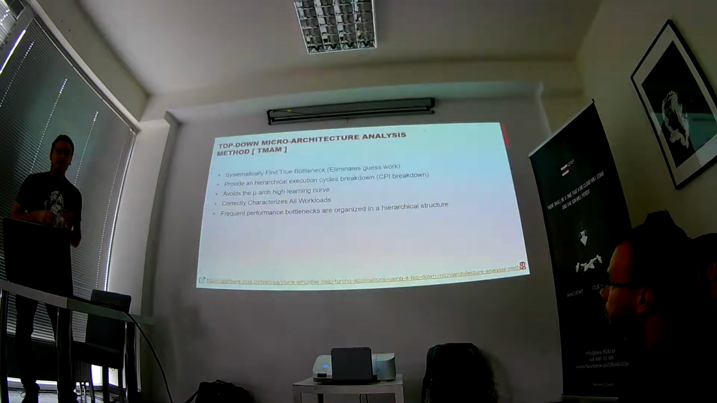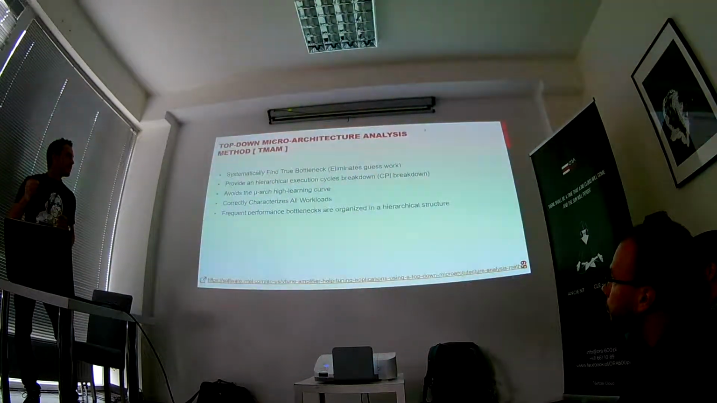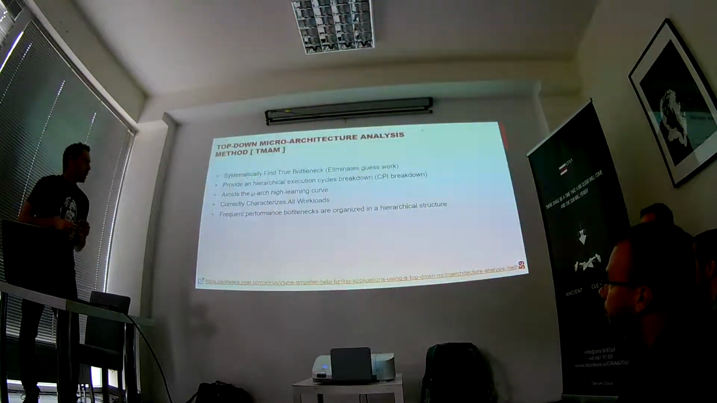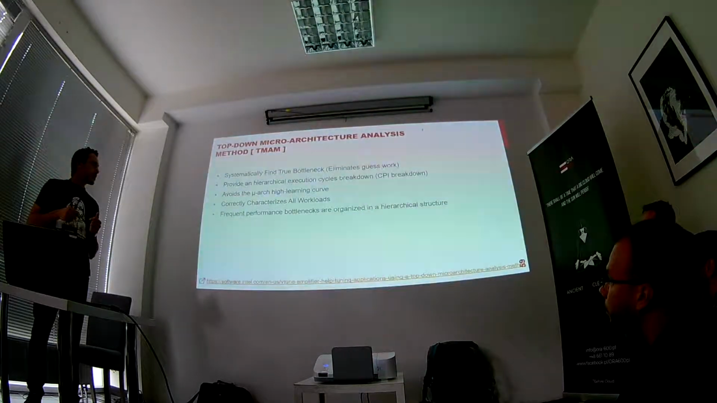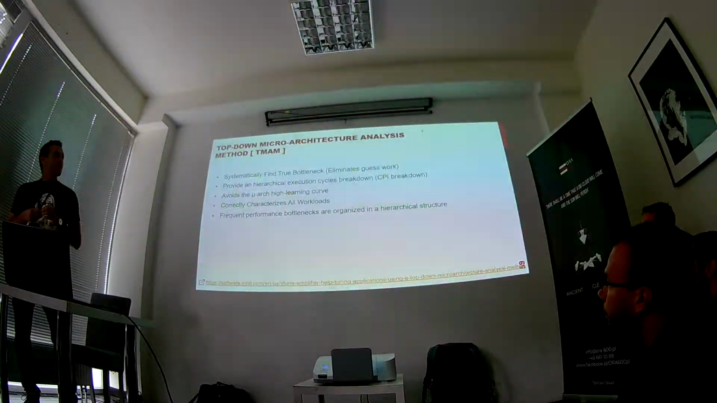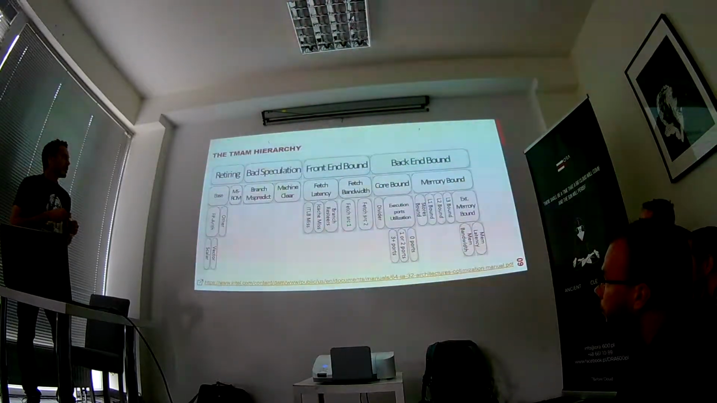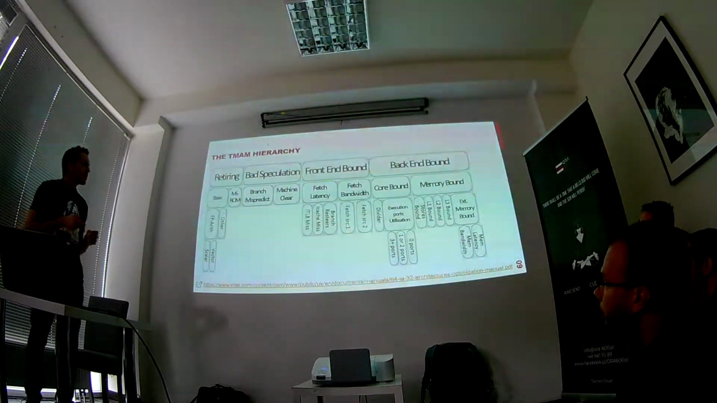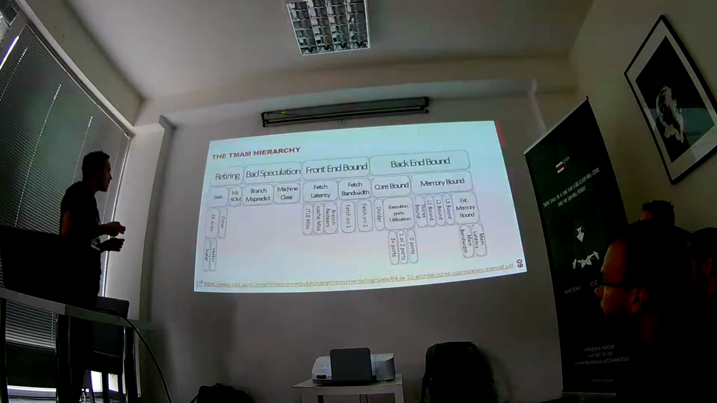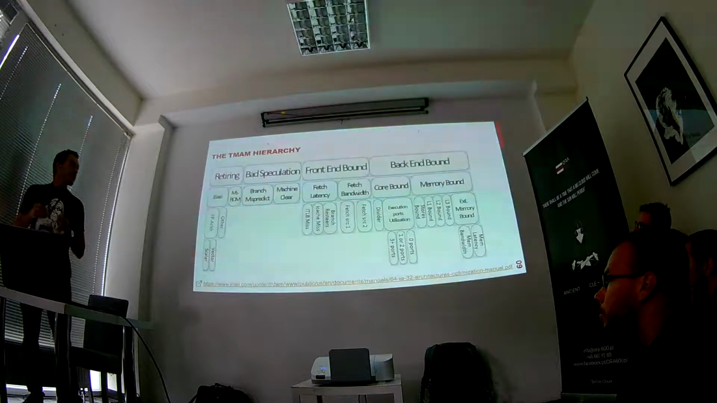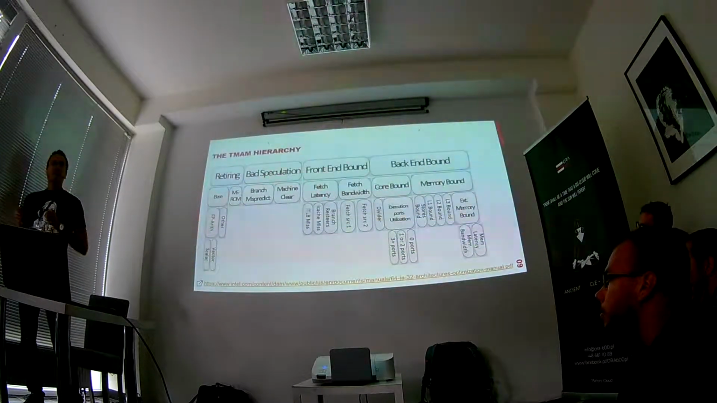TMAM methods. TMAM allows us to systematically find true performance bottlenecks in our processor without guesswork and without the need to be a micro-architect expert. For that, TMAM organizes dominant bottlenecks in a hierarchical structure. For example, for the top level category, we have the retiring category, which means our processor in this case is busy fetching and retiring instructions.